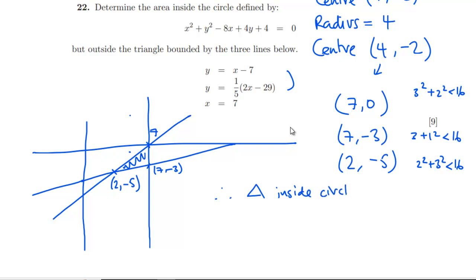So all we have to do then is say we've got pi r squared, which is 16 pi, minus the area of the triangle. And it's handy they've given us this straight line here, because the area of the triangle is going to be half the base times the height. So that height there is, what's that, 5? Is that right? Yeah, 5. And then we've got half the base is 3 over 2.